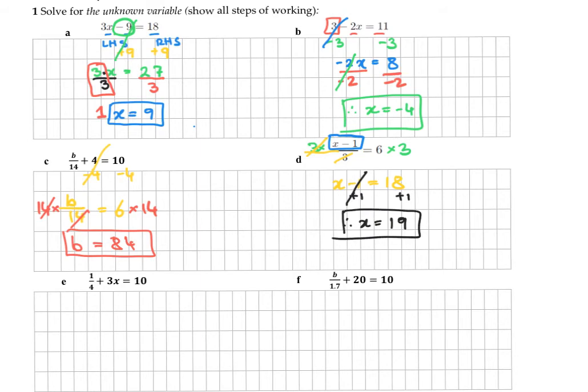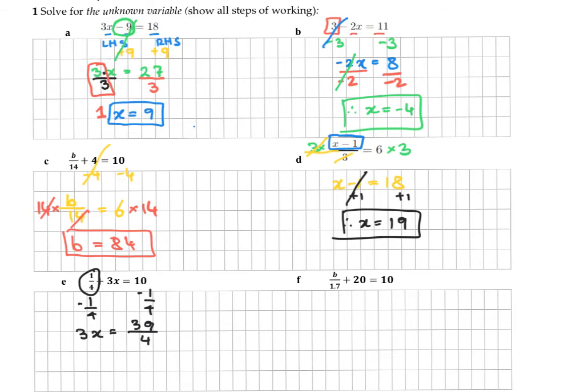2 more. 1/4 plus 3x is equal to 10. 1/4, gonna get rid of that. So negative 1/4, both sides, negative 1/4. So we are left with 3x is equal to 10 take away 1/4 is 39 over 4.